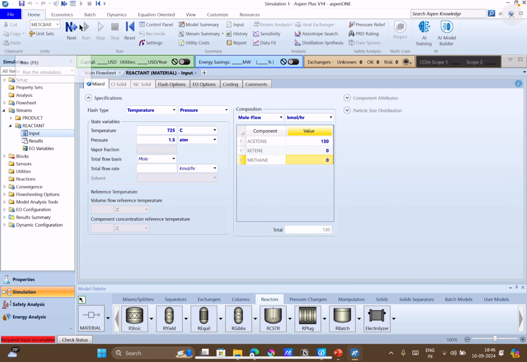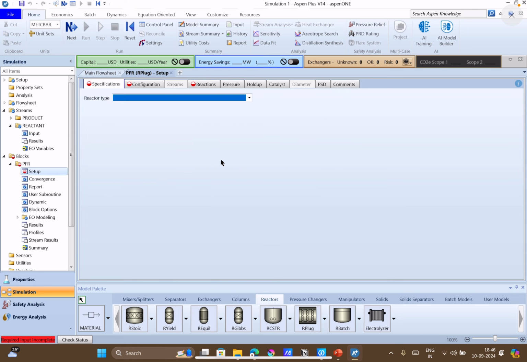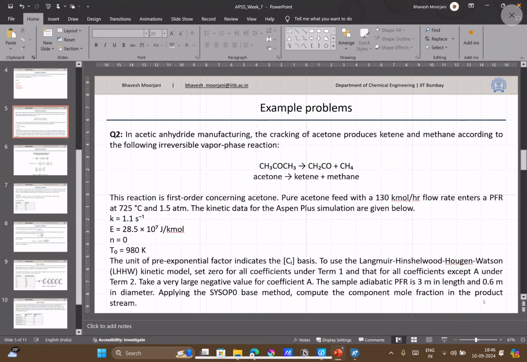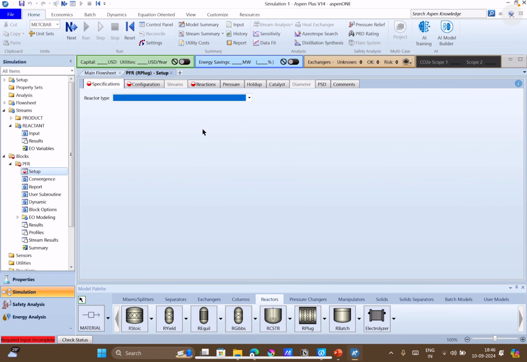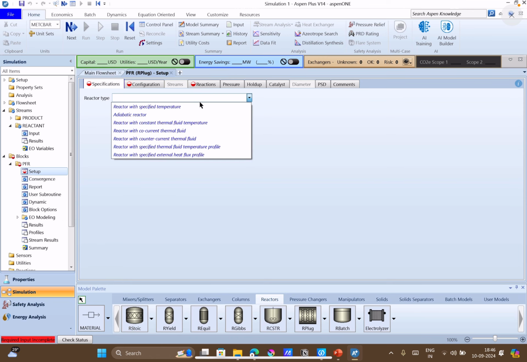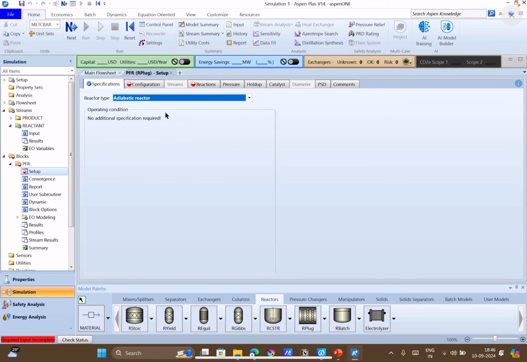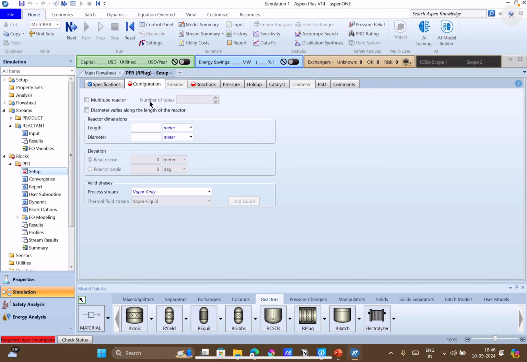Go next. Let's add the input for the plug flow reactor. Now for the plug flow reactor, here we have been asked for an adiabatic PFR with 3 meter length and 0.6 meter diameter. Okay, so select the reactor type. We have an adiabatic reactor. Its configuration: length is given as 3 meter, diameter is given as 0.6 meter.